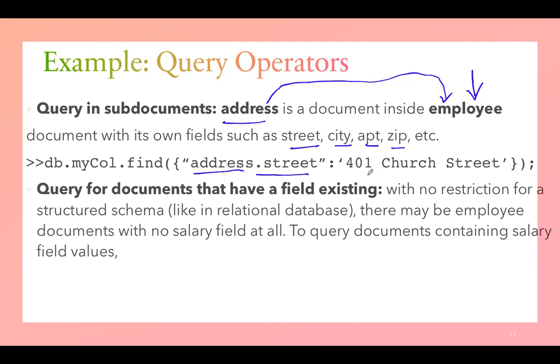So query for documents that have a field existing. So with no restriction for a structured schema, like in relational database, there may be employee documents with no salary field at all. You have seen this example, right? To query documents containing only salary field values.